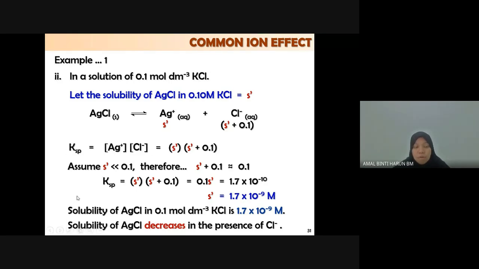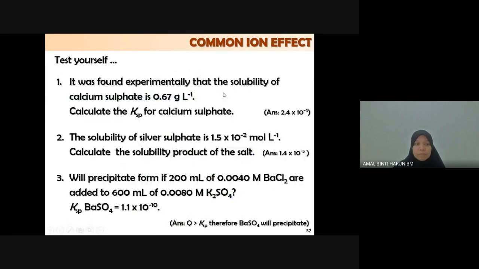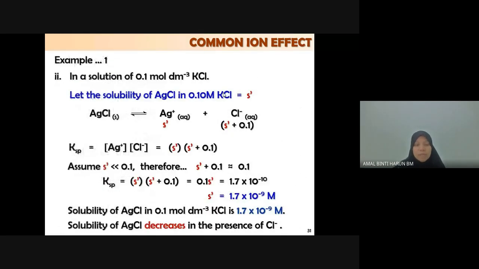Okay. So kita boleh conclude solubility silver chloride decrease in the presence of the chloride ion, which is the common ion of potassium chloride solution. Okay, boleh tak? Maksudnya silver chloride sangat susah untuk larut di dalam potassium chloride berbanding silver chloride di dalam pure water.